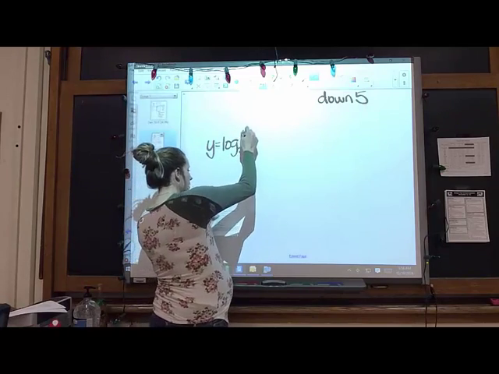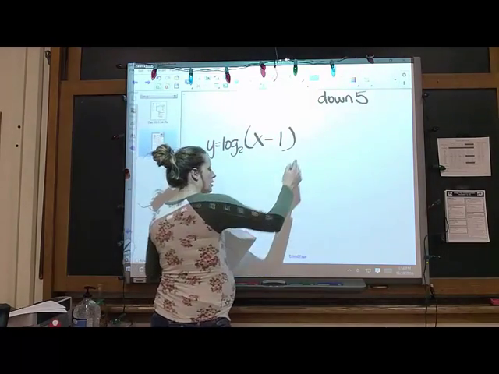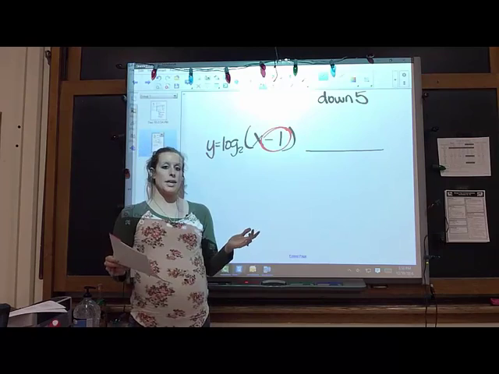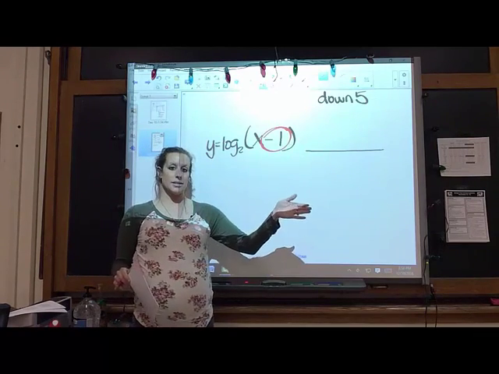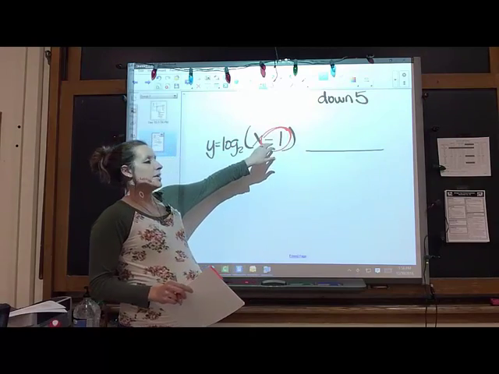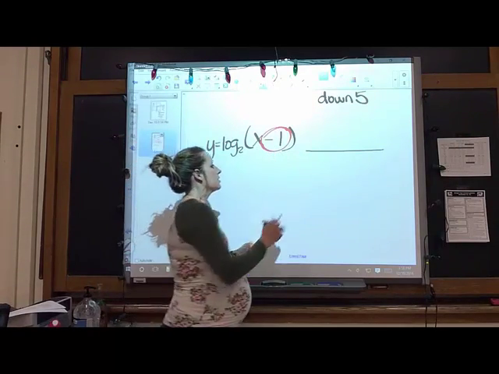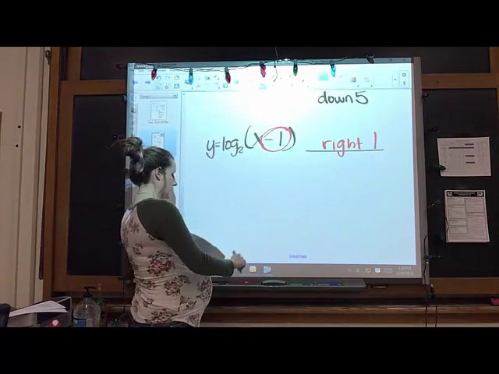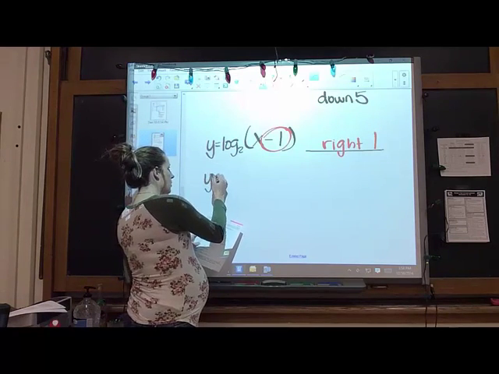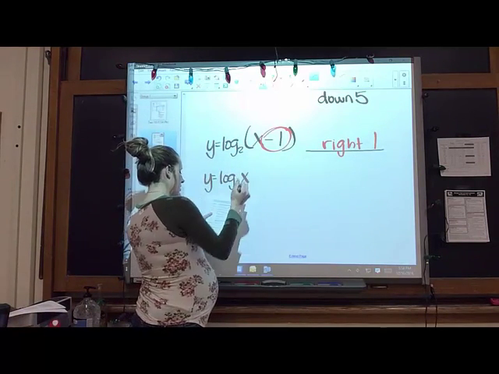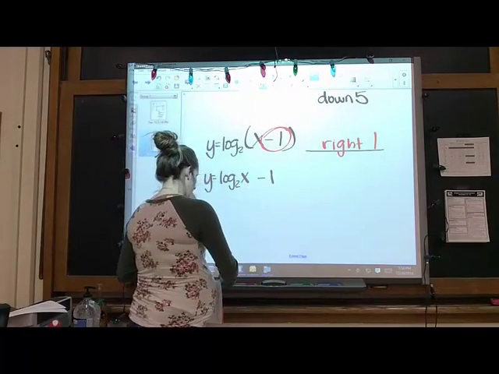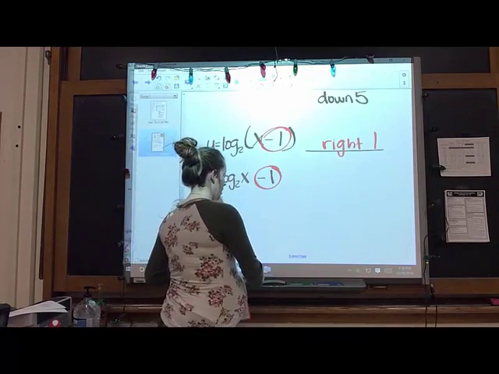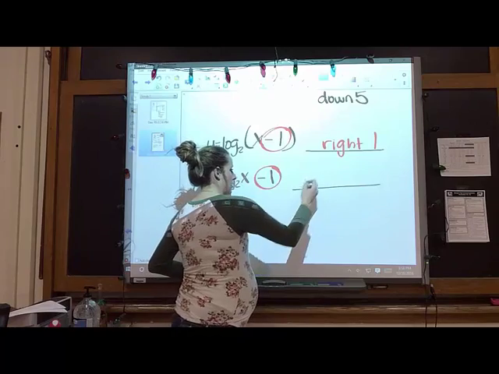So the first one, we have a minus 1 in parentheses. Since it's in parentheses with the x, it's going to move along the x-axis, left or right. And remember, it does the opposite of what you think. This will move it to the right 1. Okay, the next one, log base 2 of x minus 1. Now, it's not in parentheses this time. It's just at the end. So this is actually going to move it down 1.